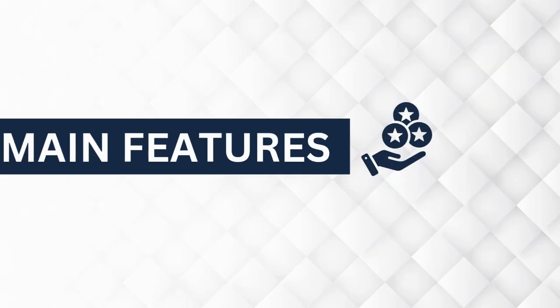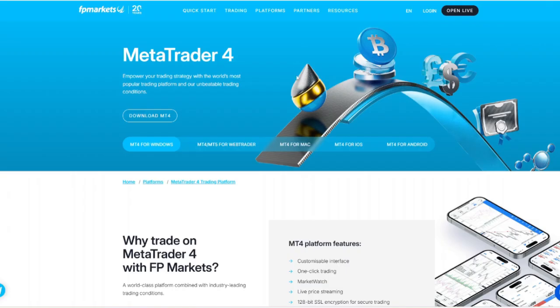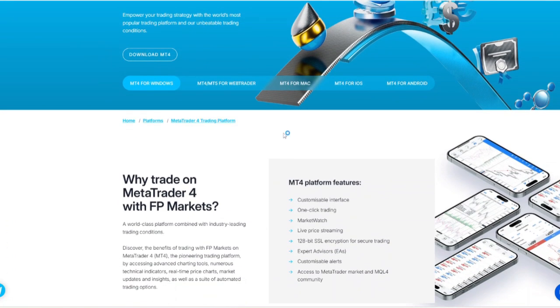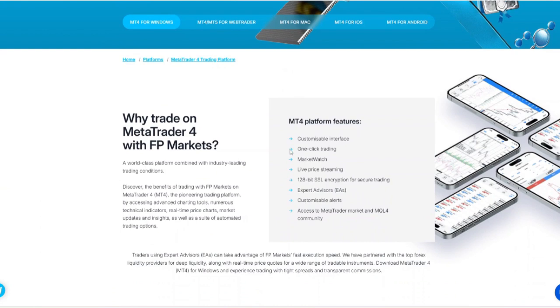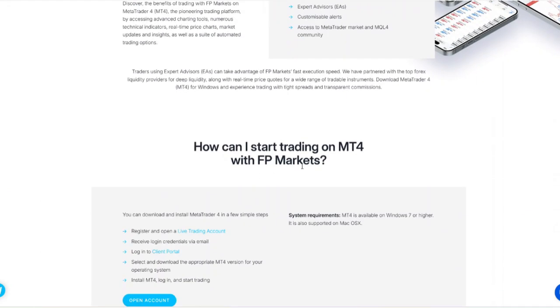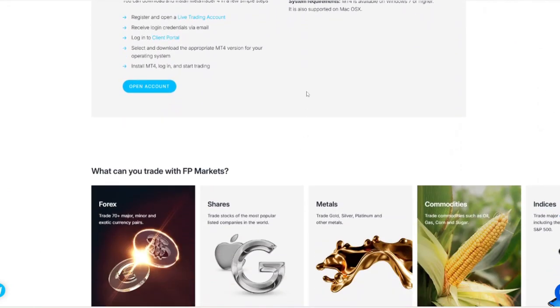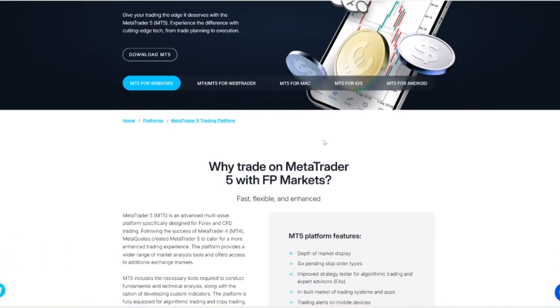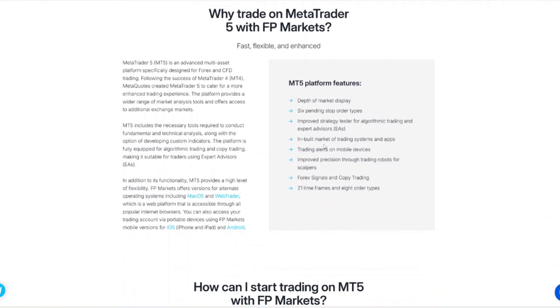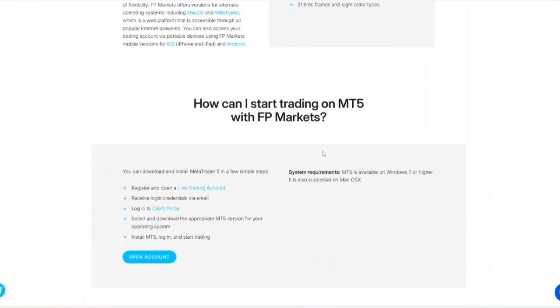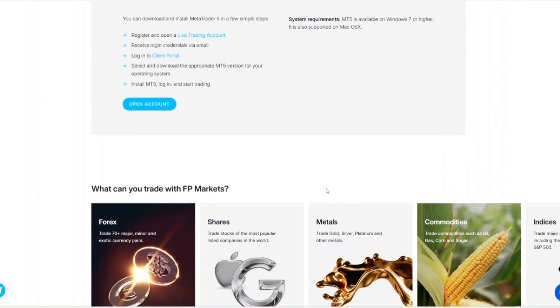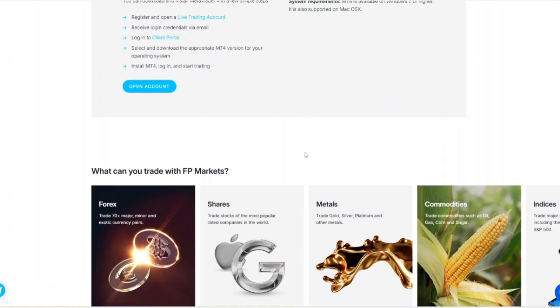Now, let us talk about the main features of the FP Markets copy trading platform. MT4 and MT5 integration. One of the biggest advantages is that FP Markets integrates copy trading directly within MetaTrader 4 and MetaTrader 5, two of the most widely used trading platforms in the world. That means you don't need any separate software or external plugins. Everything happens right inside your FP Markets account, and trades are executed automatically on your MT4 or MT5 terminal.